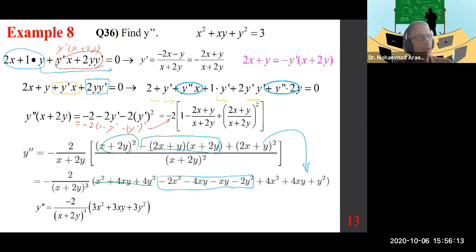Now there's one more interesting step, and it will finish the job. Notice the very beginning, x squared plus xy plus y squared equals 3. So take a look.